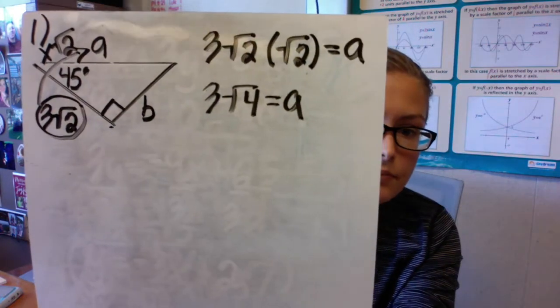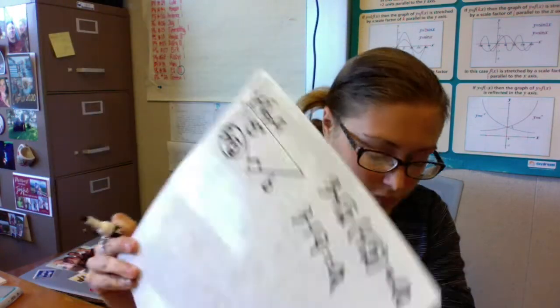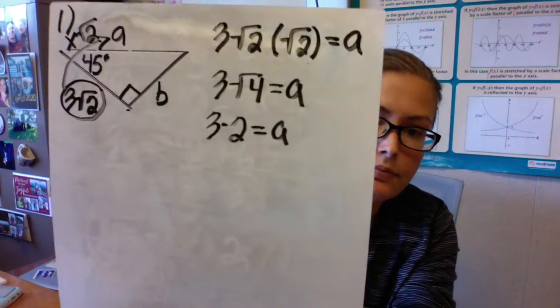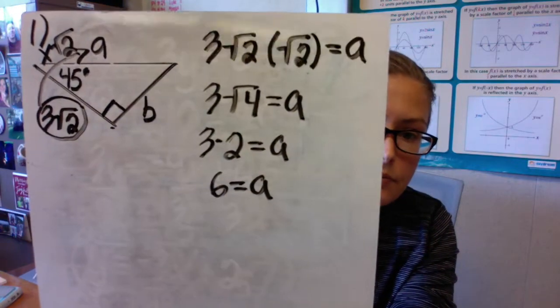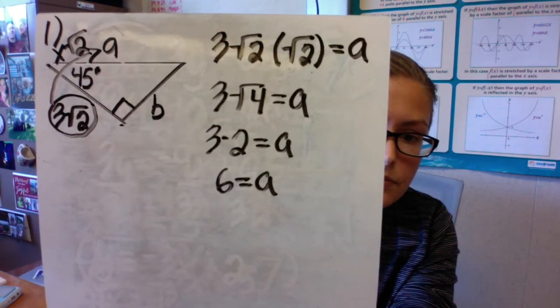3 square root of 4 is equal to a. So 3 times 2 is equal to a. So 6 is equal to a. And we already know that b is the same as the one we're given, so that's 3 square root of 2.